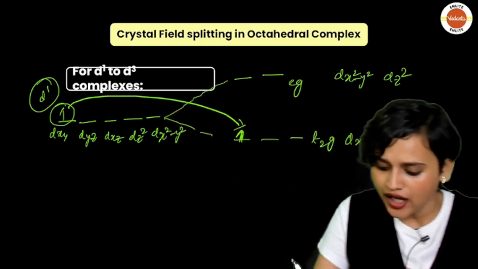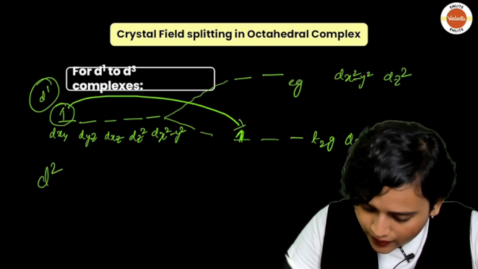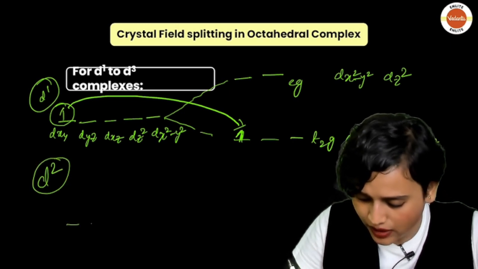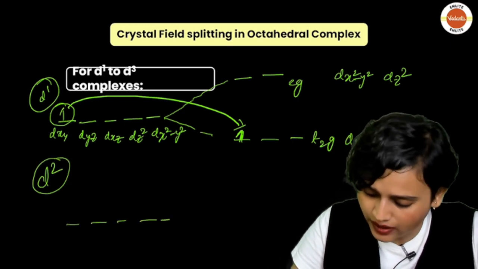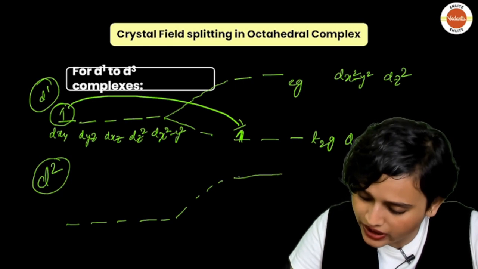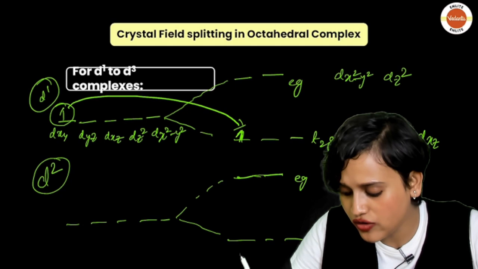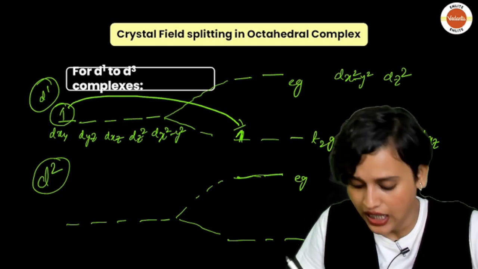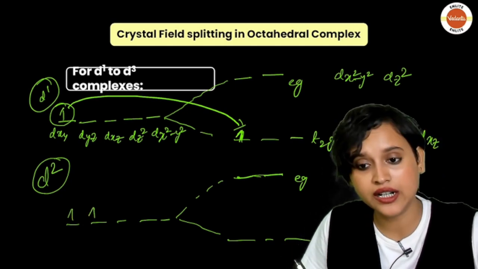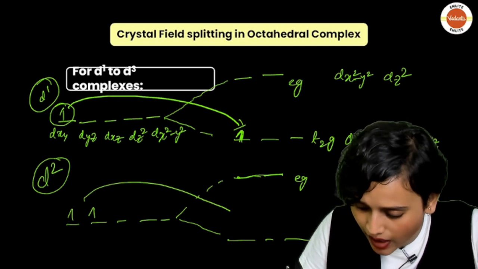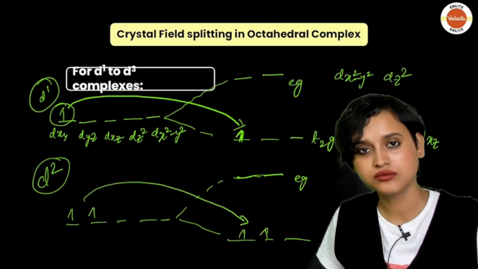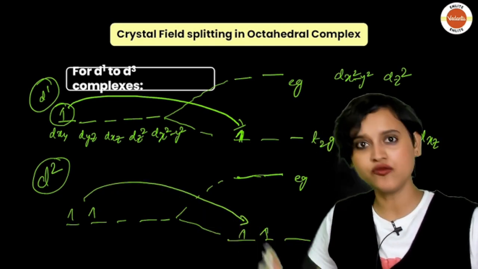Now if we have d2, same thing, 1, 2, 3, 4, 5 here. And once again, the energy will go up. This is your EG. And here the energy will come down, so here you will have T2G. Now if you have two electrons, both of them will come down here, 1, 2. Why? Once again, ground floor, we will fill it up first.